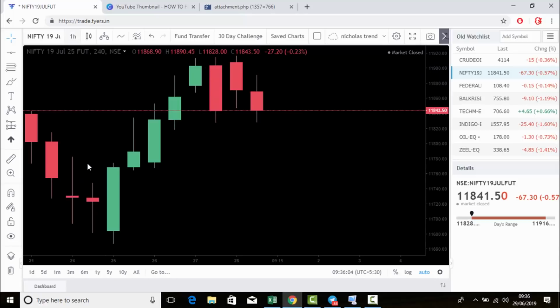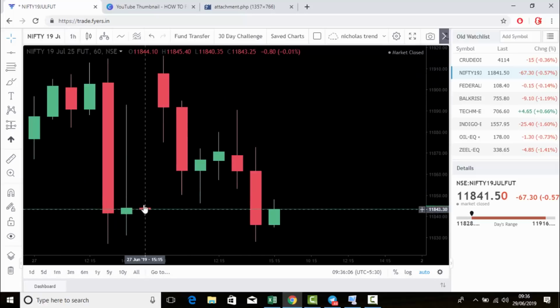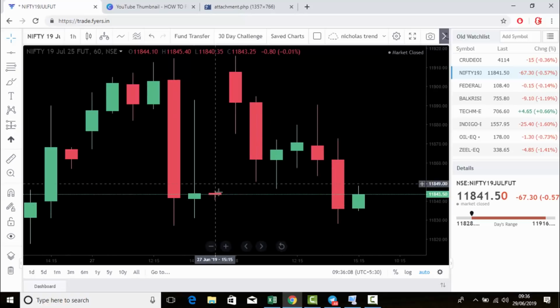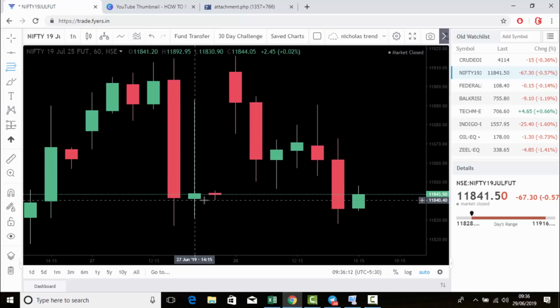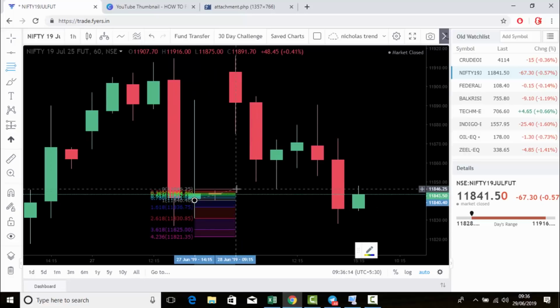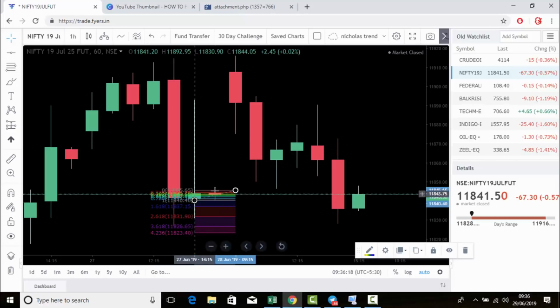Then 1 hour. This small one is the 1 hour. So we get confusion about it. So just draw the Fibonacci level. Okay, it's hard to tell whether the close is above or below the 50%.